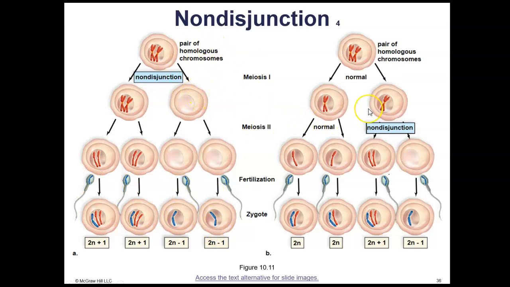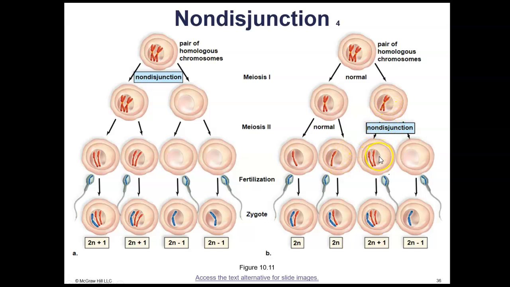Now let's look and see what happens when it occurs during meiosis 2. So the meiosis 1 process is normal. You start out with a pair of chromosomes and each daughter cell gets 1. That's what should have happened. Now, the daughter cell on the left undergoes meiosis 2 normally, and the sister chromatids separate. Each daughter cell gets 1 of the chromatids.